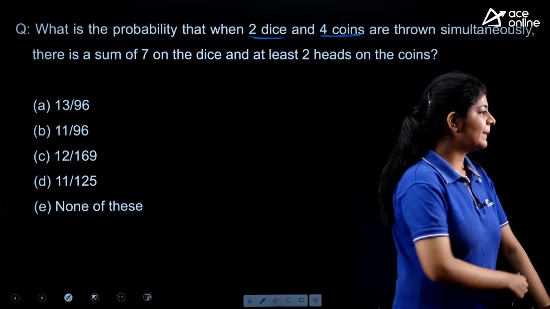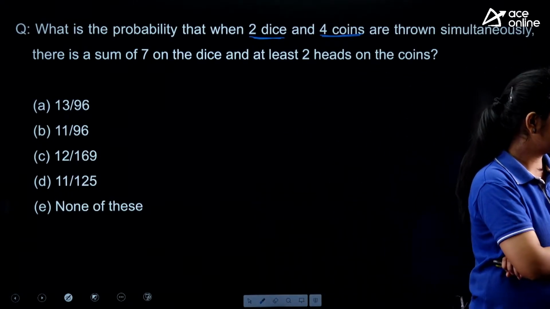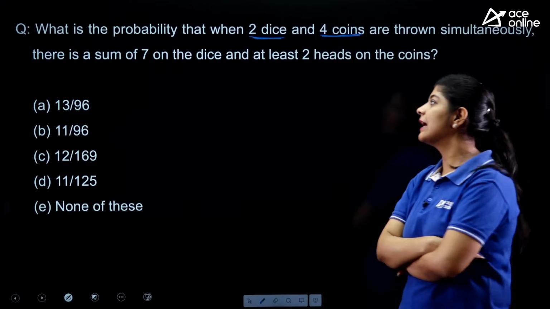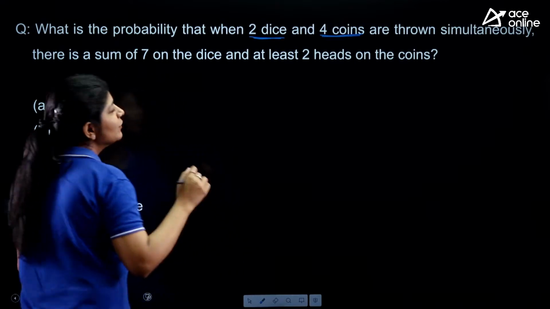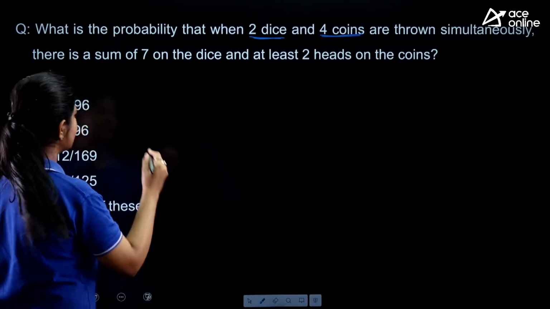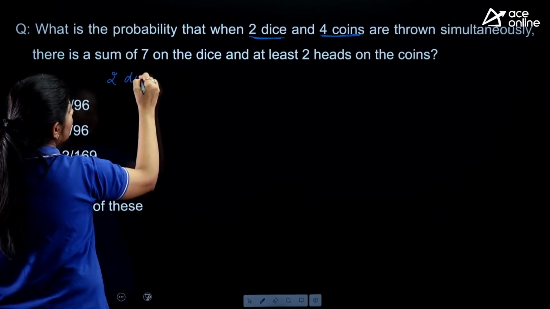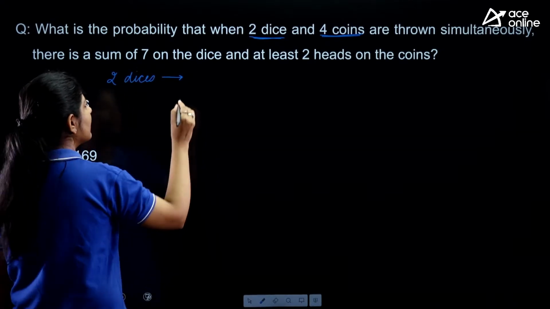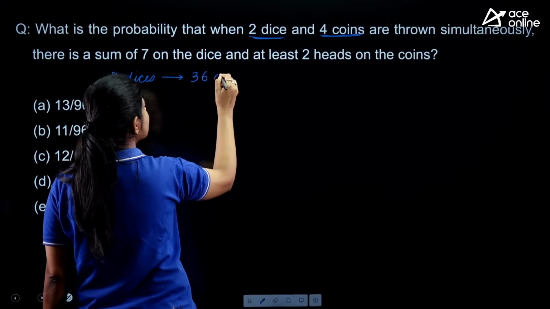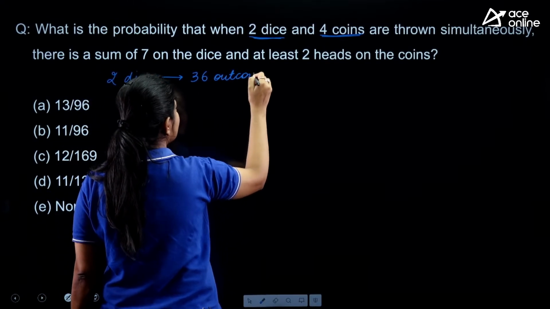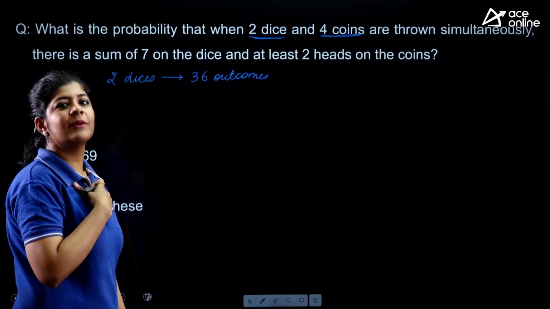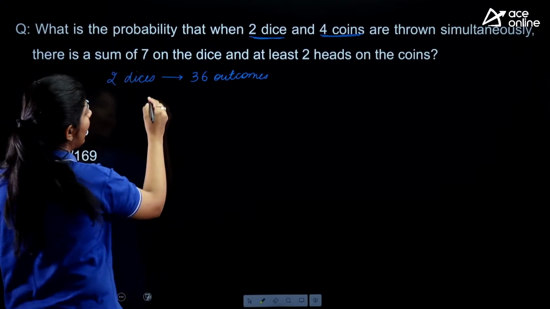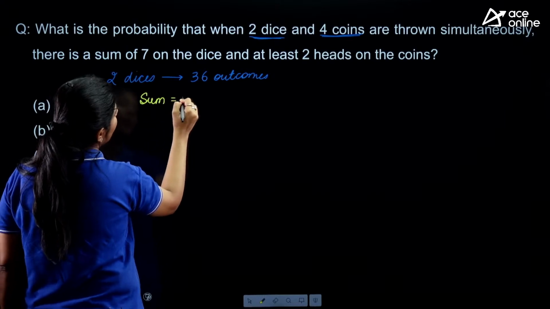So what answer are we getting in this one? Okay, let's start solving it. We know that if we are throwing 2 dice, the total possibilities are 36 outcomes, right? But what are my favorable outcomes? I need the sum equal to 7. These are my favorable outcomes. I need my sum equal to 7.